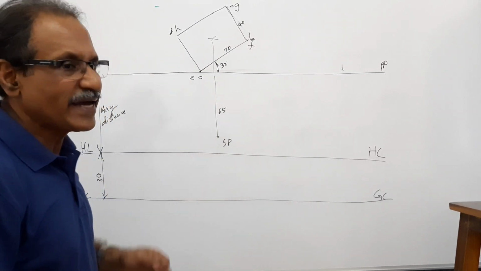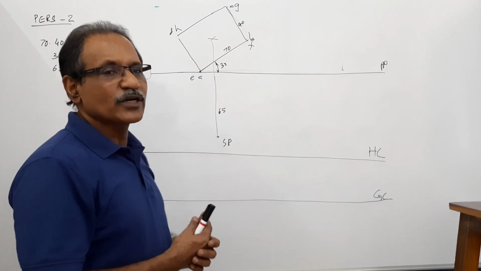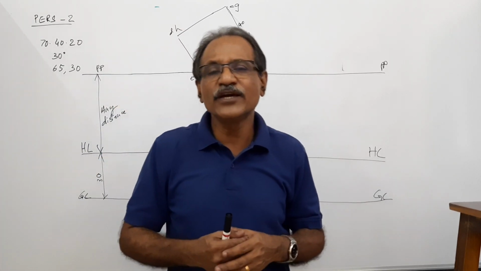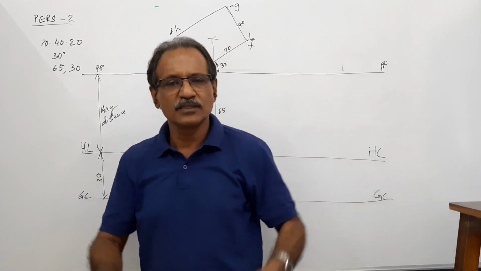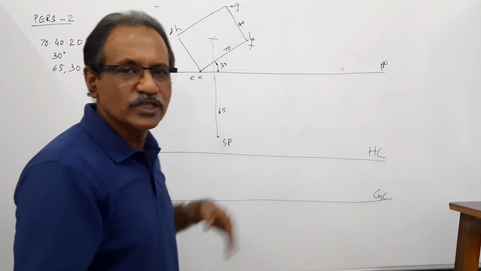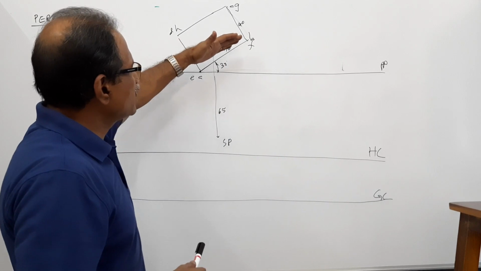Now you have to draw the vanishing point. I have told you in the introductory video what a vanishing point is. Vanishing point is a concept. It's an illusion. It's a concept, and that concept is used here. You have to find the vanishing point of AB.